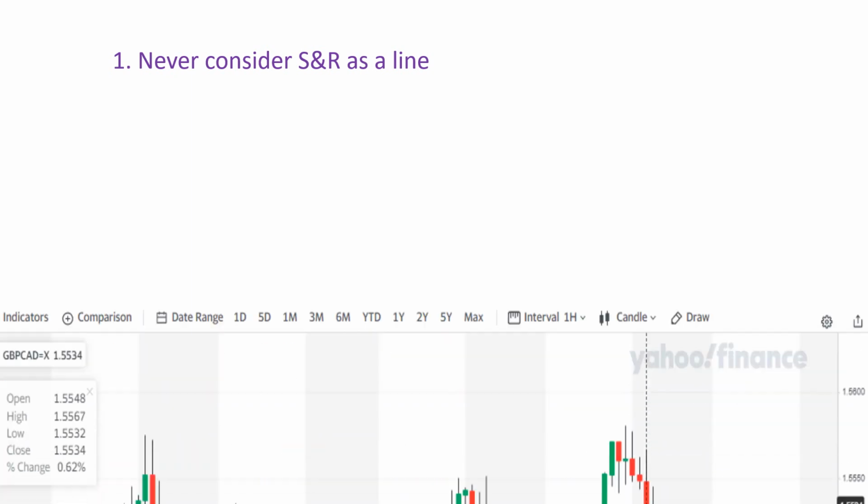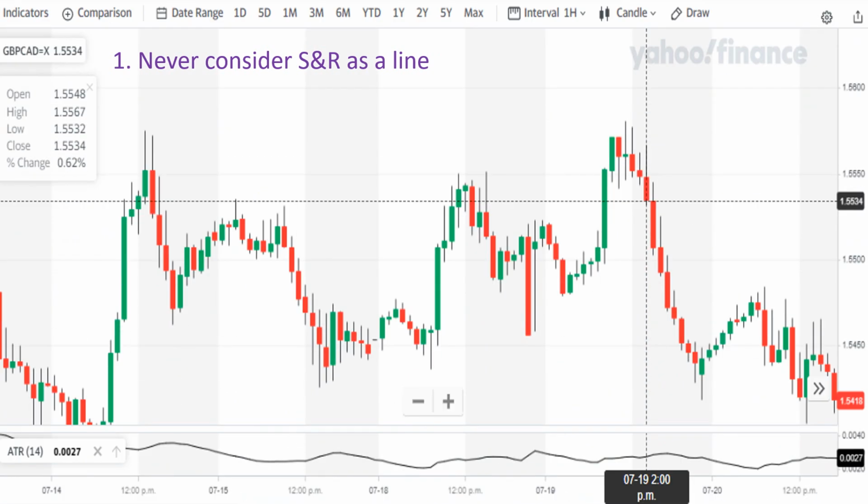In this graph, British Pound Canadian pair, H1 time frame, I first installed my resistance line. The price moves upward, hits the resistance, gets rejected by the resistance and goes downward, closing below the resistance with a bearish candle. So I can exit the trade at the close price of this bearish candle and put my stop loss above the resistance line.